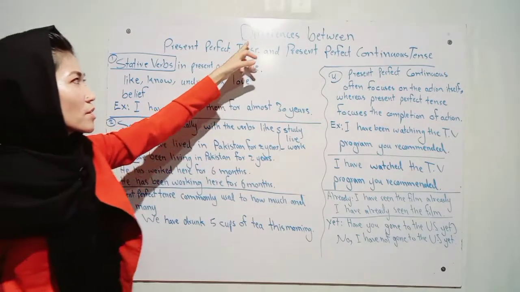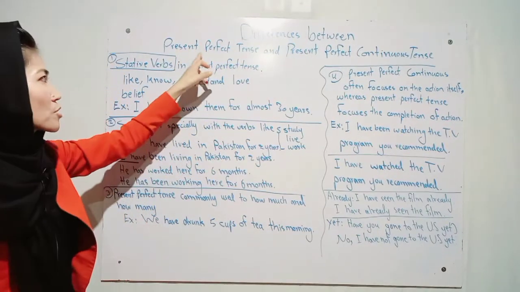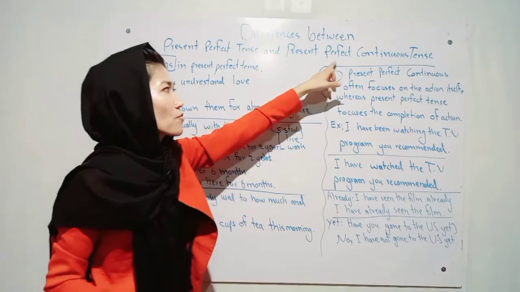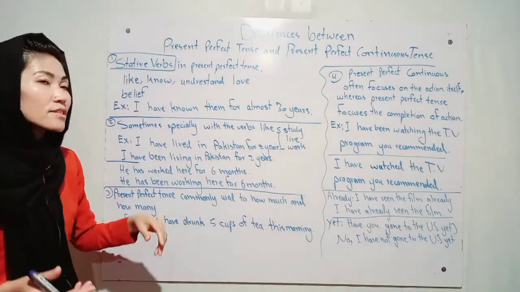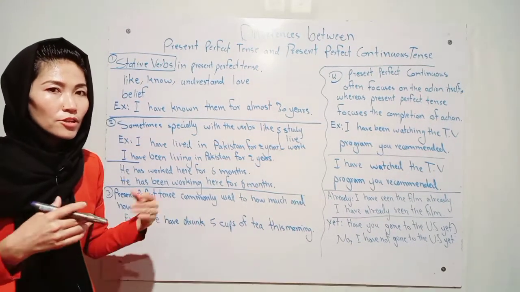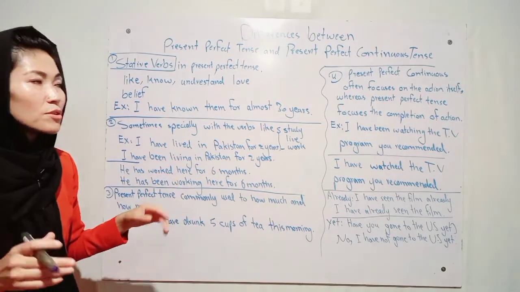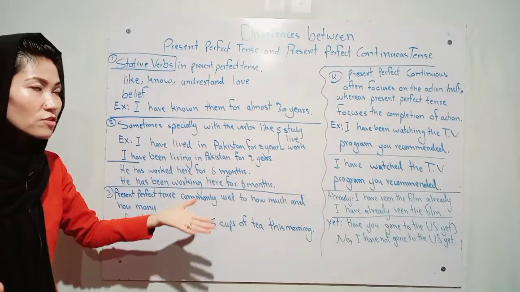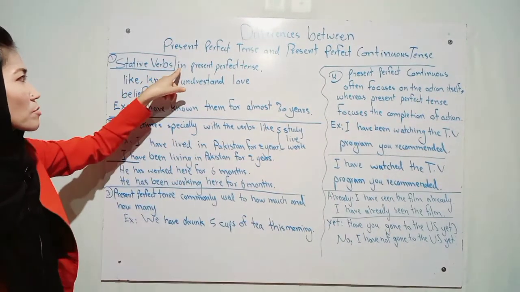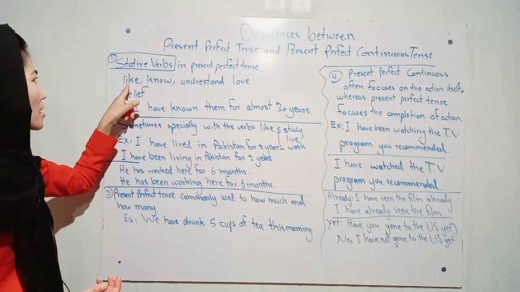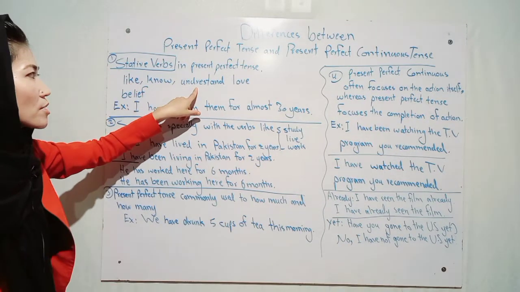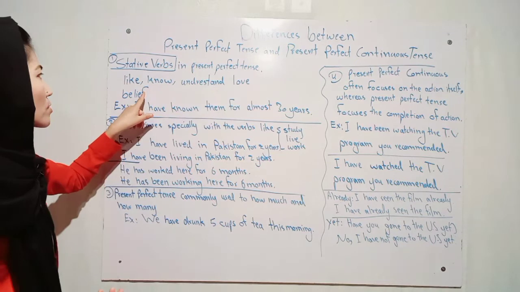Okay, so the differences between present perfect tense and present perfect continuous tense. The first one is stative verbs. We cannot use stative verbs in present perfect continuous tense. We use stative verbs in present perfect tense.